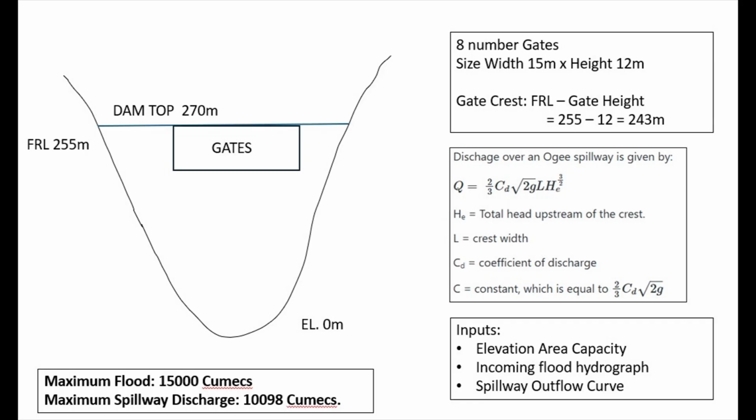To do this exercise manually and also using this software, we need elevation area capacity data, inflow hydrograph data and spillway outflow data, that is, at different levels, what is the discharge passing through the spillway? This can be worked out using the formula shown here. Now we will start working in the software.